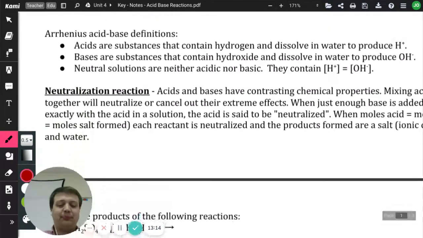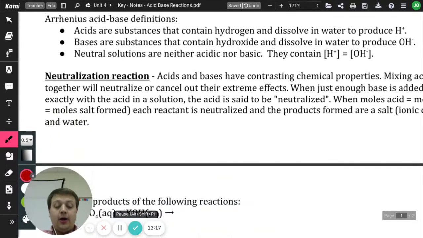All right. Now, in the past, we did have acid-base definitions by Arrhenius, and Arrhenius was basically saying that acids are substances that contain hydrogen that can dissolve in water and produce hydrogen ions. Bases are substances that contain hydroxide and dissolve in water and produce hydroxide ions. But we know that that's not necessarily always the case. For example, ammonia, NH3, has no hydroxide in it, so we can't still use that definition, all right? And so we have moved on past that.